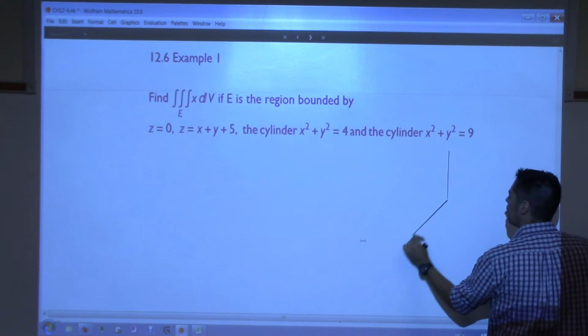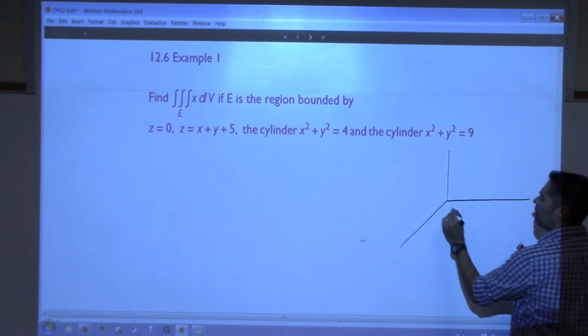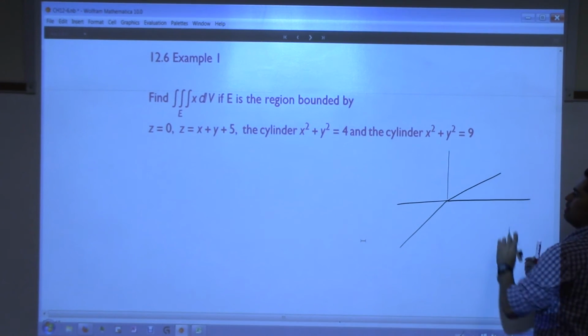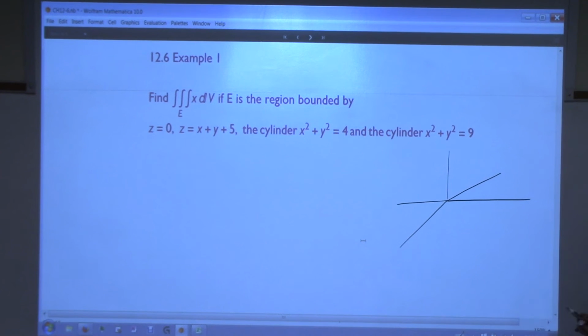What is z = 0? It's the XY plane, it's the ground. I might need all the ground. It's the ground, okay? Just remember the ground is there. I'm not going to draw it.